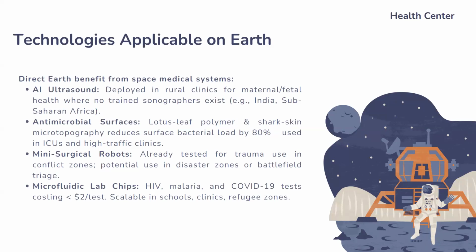The same system, which was designed for Mars, is now being adopted by global health NGOs and startups like PATH and D3 to deliver HIV, malaria, and COVID-19 testing to refugee camps and mobile clinics. These kits now cost less than $2 per test, and they don't require any electricity or refrigeration.